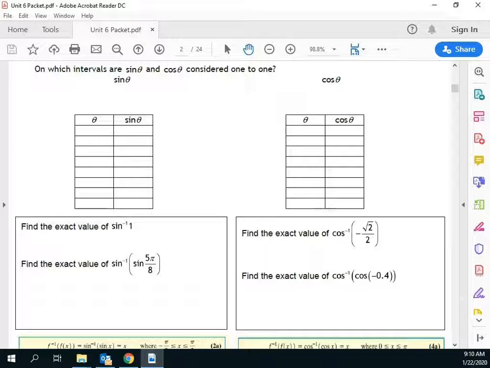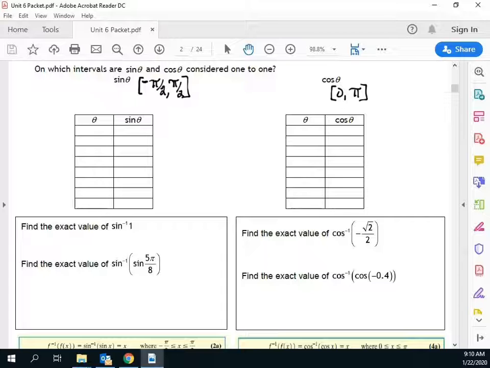In which intervals are sine and cosine considered to be 1 to 1? Interval from negative, we're including it, pi over 2 to positive pi over 2. And in cosine, we said from 0 to pi. I don't have a lot of space to write this stuff in. All right. So this table, guys, will probably be your reference for a while, just to help you figure out this inverse situation.